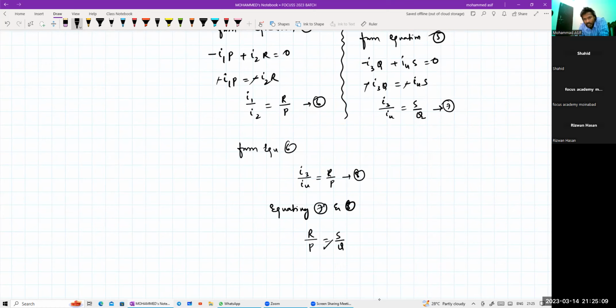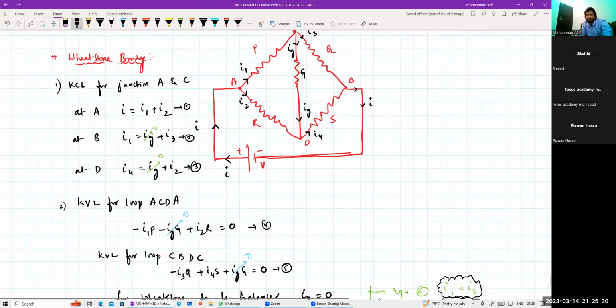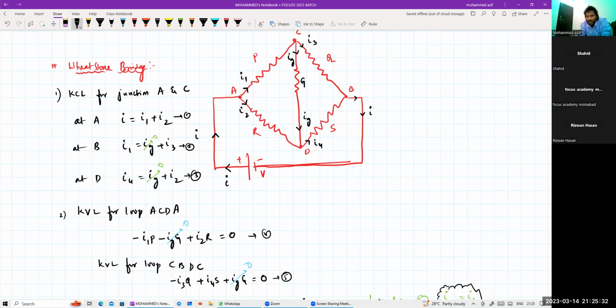Take this to this side, and this to that side. So this value will become P by Q is equal to R by S. This is the condition for the Wheatstone bridge. What is the condition? If P by Q is equal to R by S, then the bridge is said to be balanced. If the resistances P and Q, R and S are constant, we can remove this one, that means the galvanometer current will be 0.